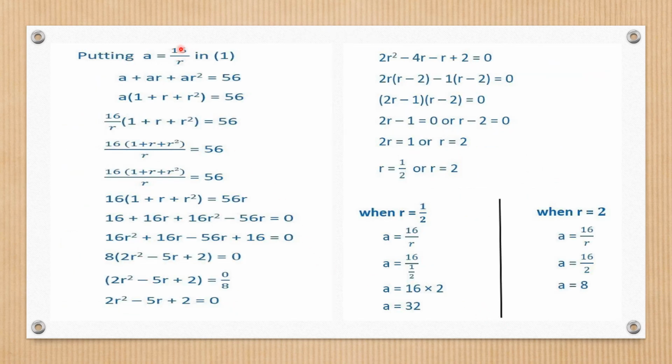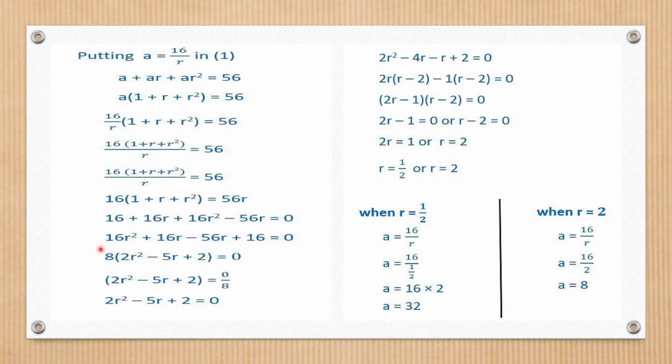Now put this A as 16 by R in equation number 1, A plus AR plus AR square equal to 56. Why? Because we need this R. Until we get this R, we will not be able to find the terms. So you put A as 16 by R here and just cross multiply. So it becomes 16 times 1 plus R plus R square equal to 56R. Bringing the terms to one side, 16 plus 16R plus 16R square minus 56R equal to 0. You can take 8 common. So it becomes 8 times 2R square minus 5R plus 2 equal to 0.